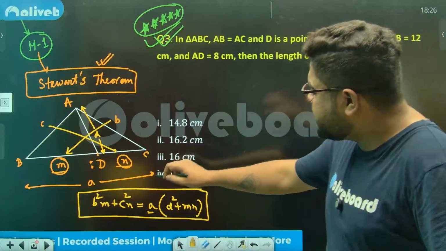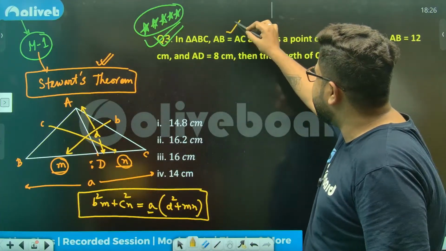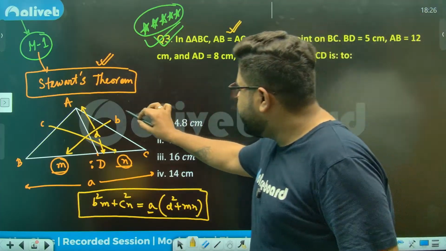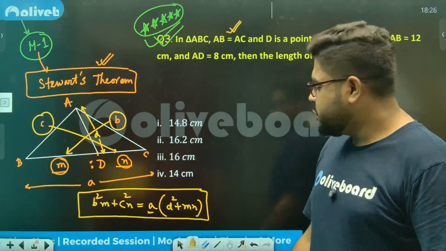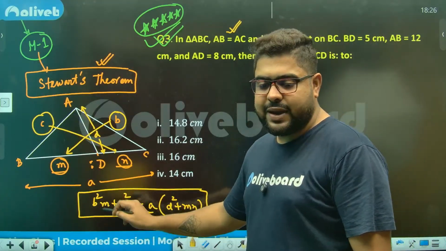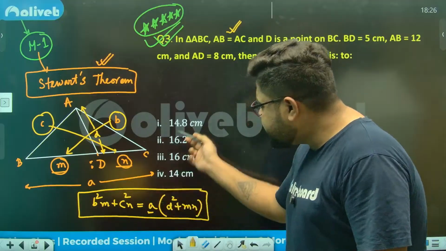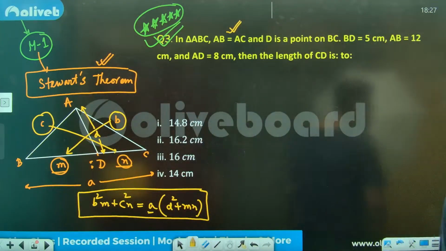Now, just use this logic. Over here, it's an isosceles triangle. Why? Because AB and AC are equal. So that means what will change? B and C will become equal to each other. So the left hand side will be B square into M plus N. That is the only change. Now you use this and tell me the answer.